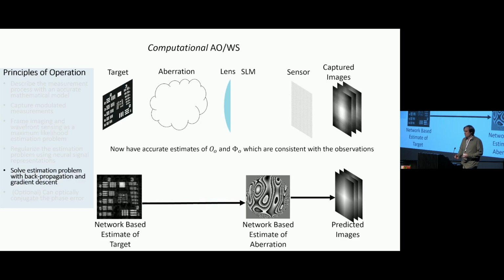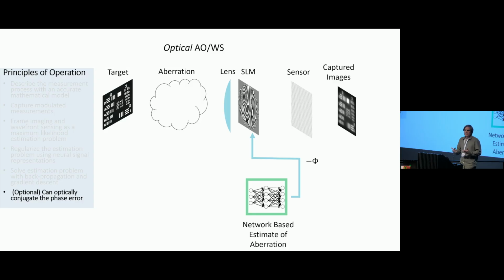And with this technique, you can go from measurements that look like this and then reconstruct accurate estimates of the aberration and the target. And with the aberration estimate in hand, you can perform true adaptive optics, optical correction as well, by just putting the conjugate on your SLM.